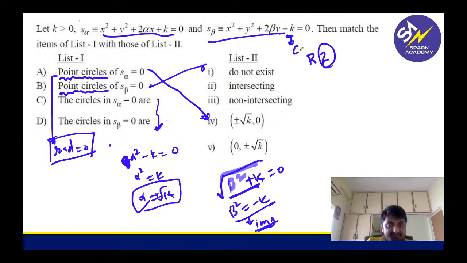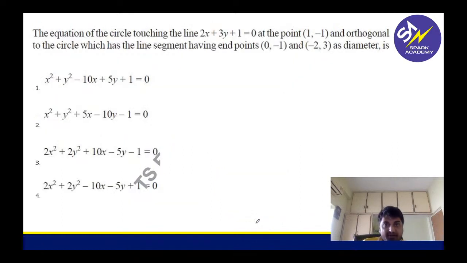So this is like C. So the formula is under root of g square plus f square minus c, right? So minus of minus will be plus k here. So if the radius is 0, that means what? It will become minus k. Minus k means imaginary, condition not possible. So that is why it does not exist. Fifth option is a trap, guys. B5 is a trap. So that is why I kept it in round 2, because you had to get that idea.